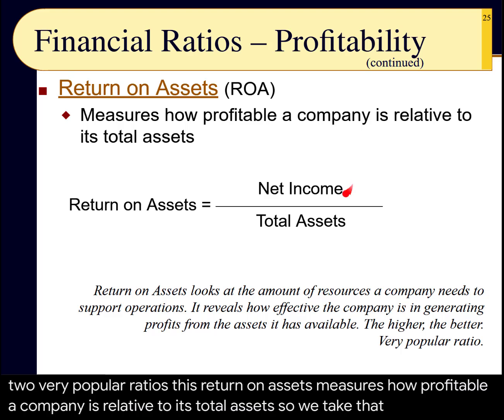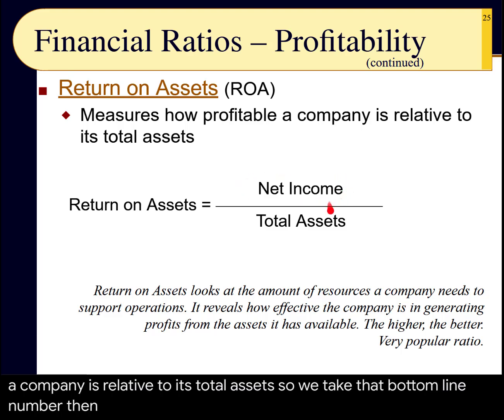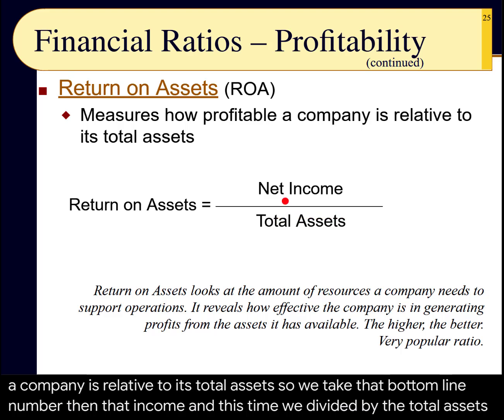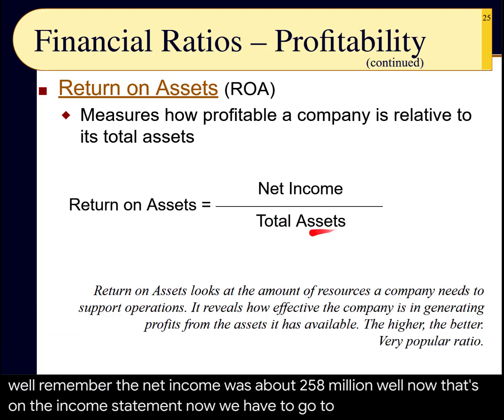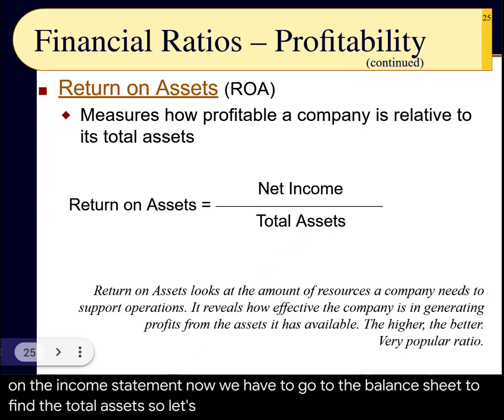So we take that bottom line number, the net income, and this time we divide it by the total assets. Well, remember the net income was about, what, $258 million? Well, now that's on the income statement. Now we have to go to the balance sheet to find the total assets. So let's go over to the balance sheet.